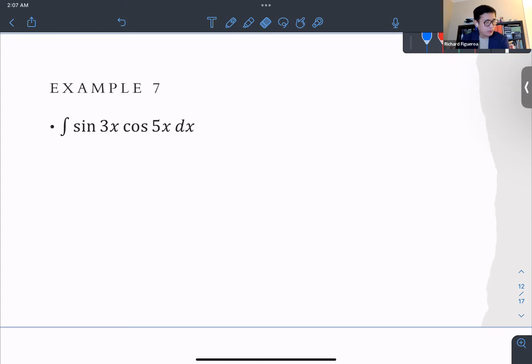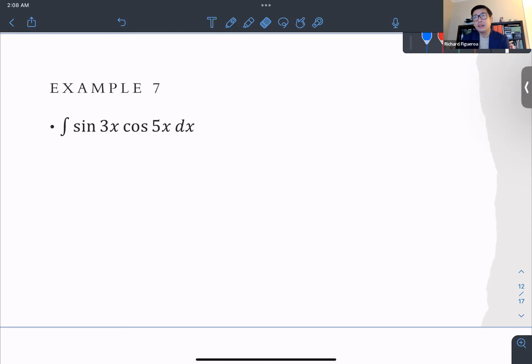Using the formula for integration by parts, there are cases where integration by parts can be applied multiple times. Remember that we have uv minus the integral of v du. There are cases where the integral of v du can be integrated using integration by parts again, so there is a repetition in the process.